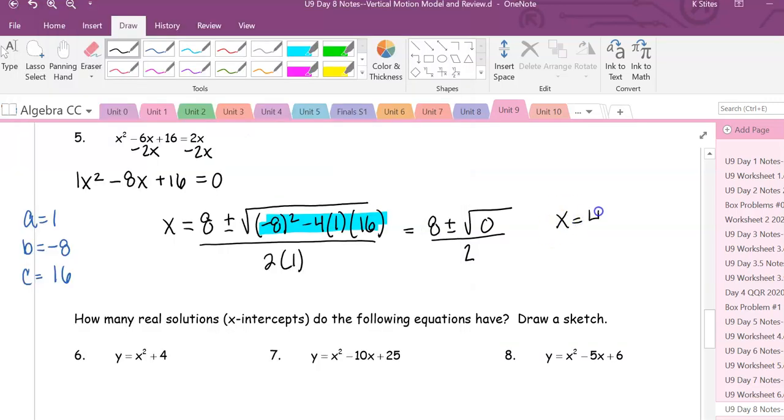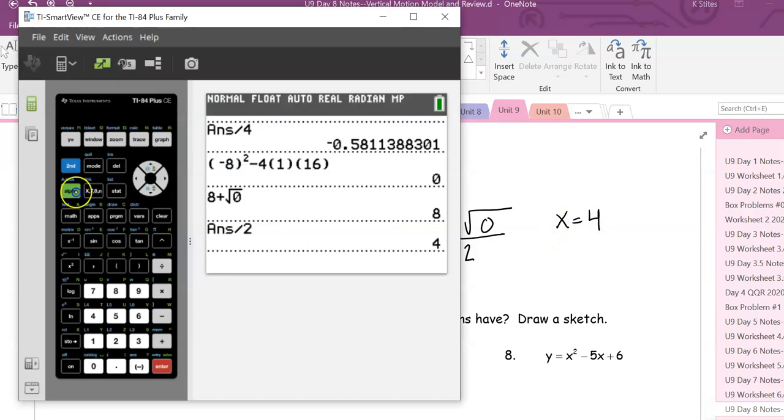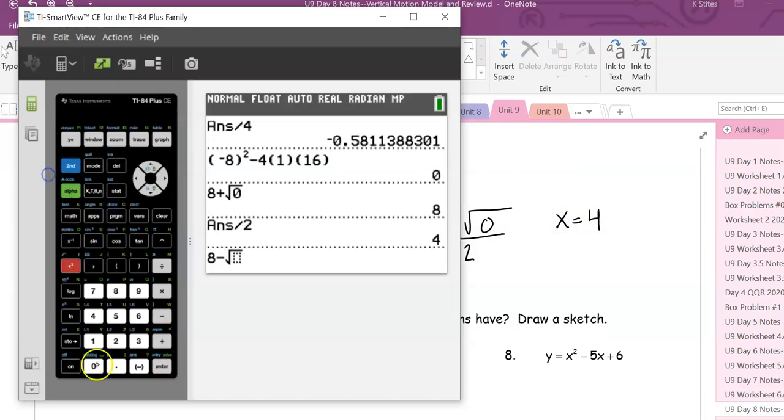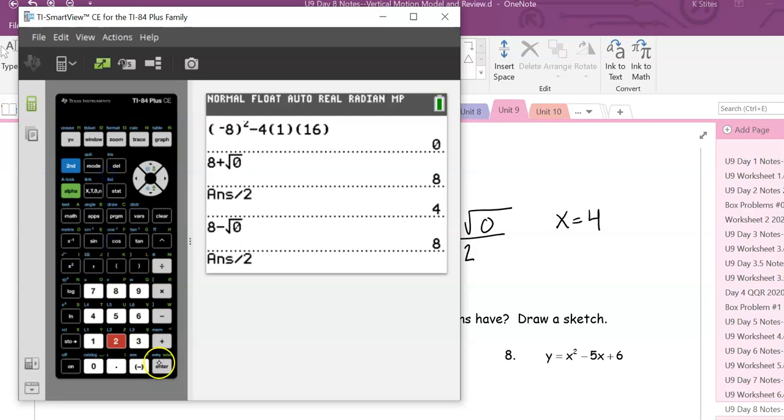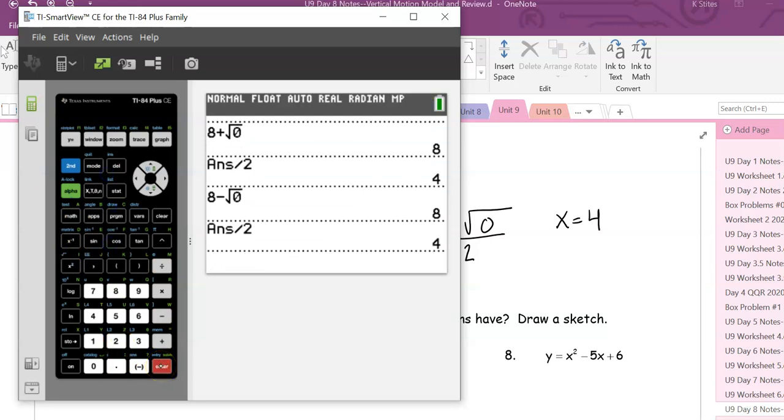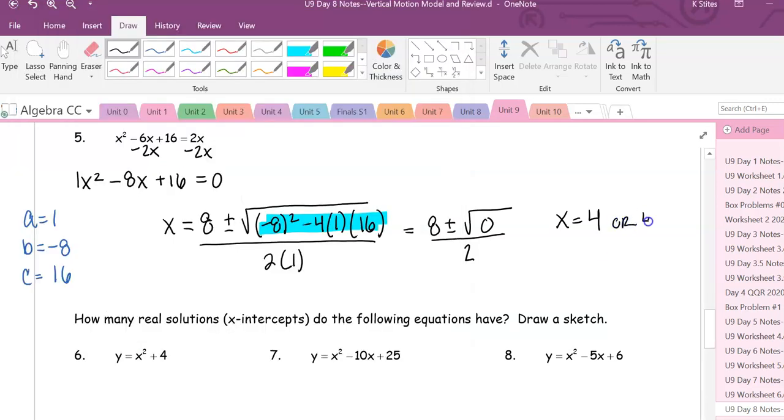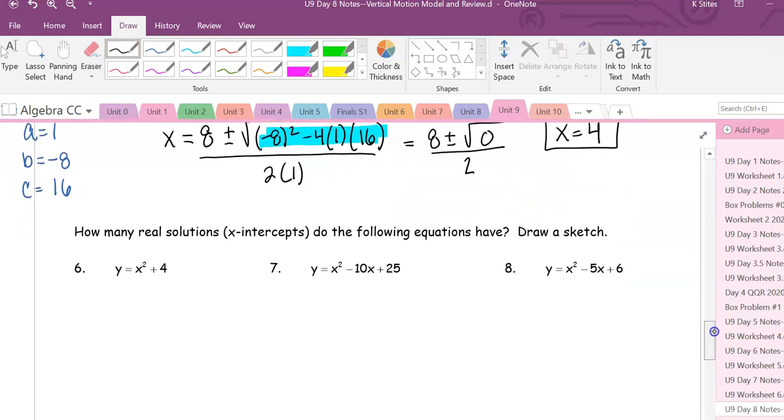So x equals 4. Now look, if you do this again, and you do it with the minus, you still get a 4. Okay, please don't tell me 4 or 4. All right, you haven't given me a choice here. It's just 4. So just say x equals 4 and we will move on. This only has one solution.